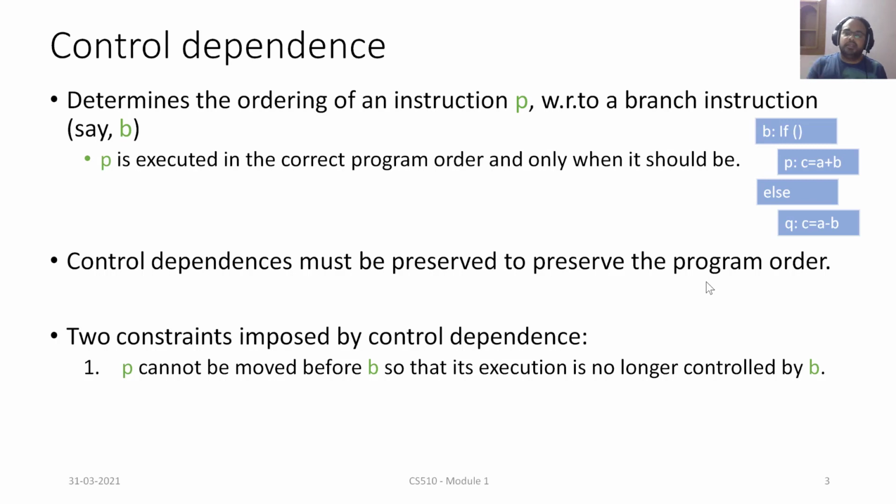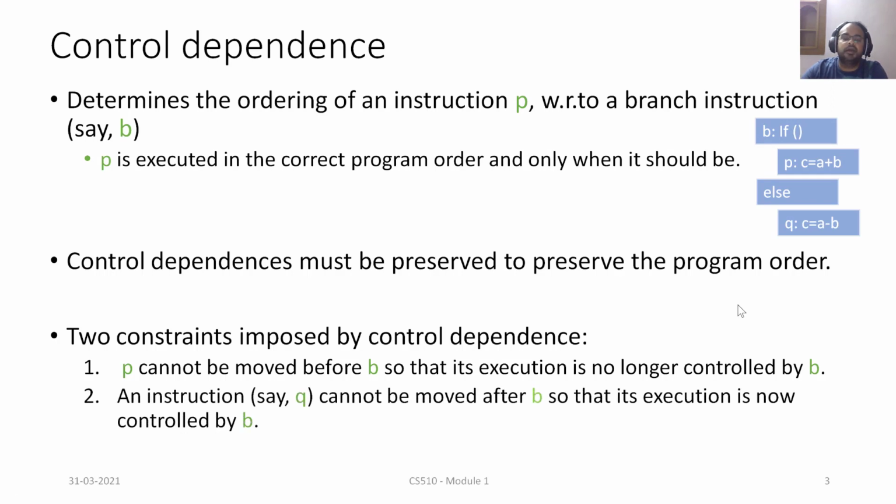Let's say here in the previous example, P was after instruction B, right? We cannot just rearrange and place P before B. What it would result in is P will execute no matter the result of B. That is a violation of control dependence.